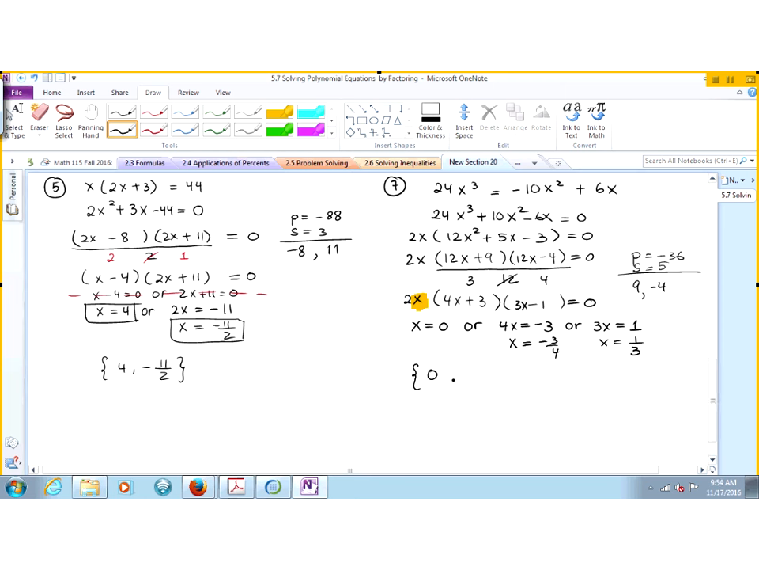So how many solutions do we have? Why does it have 3 solutions? Because you have x cubed. If you have x cubed, you could have up to 3 solutions. If you have x squared, you can only have a maximum of 2 solutions.